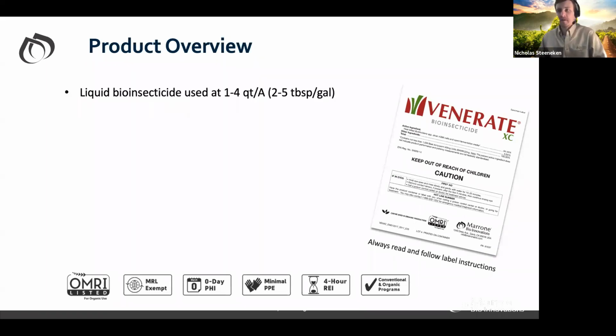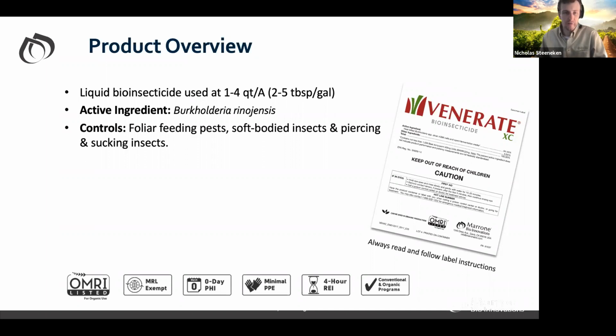So Venerate is a liquid bioinsecticide. It's used at 1 to 4 quarts an acre if we're talking field applications. If we're talking small tank mix applications, we're looking at 2 to 5 tablespoons per gallon per 1,000 square feet. The active ingredient is Burkholderia rinojensis, which is a soil bacteria that we take and ferment.